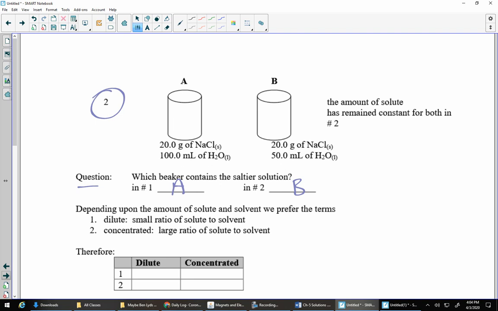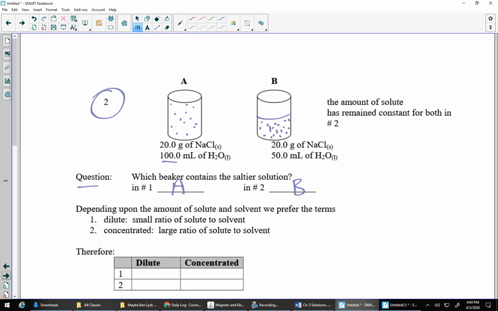So we've got 20 grams of sodium chloride in 100 milliliters. So we'll just pretend that the whole thing is 100 milliliters. For B, I've only got half as much volume, but I've got the same amount of solute, and you can see that it's definitely squished together a little bit, or is definitely more concentrated.